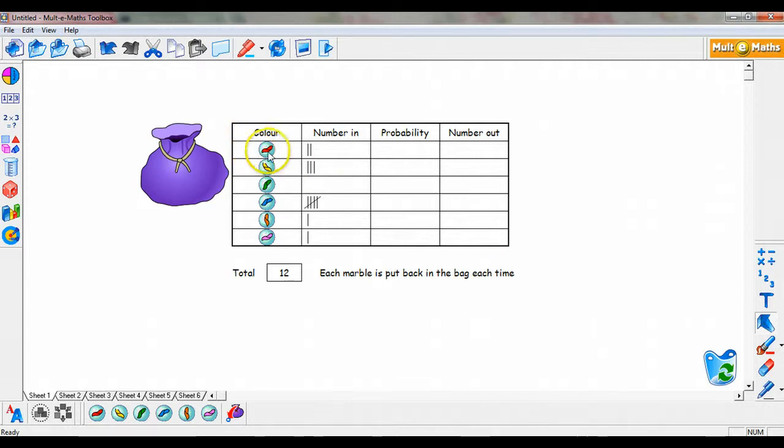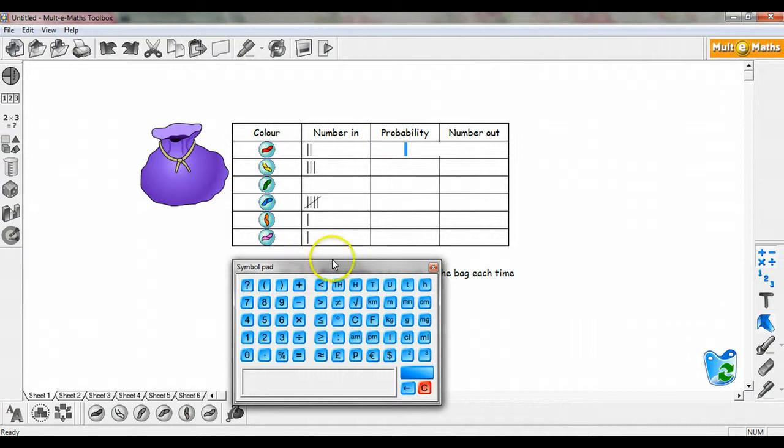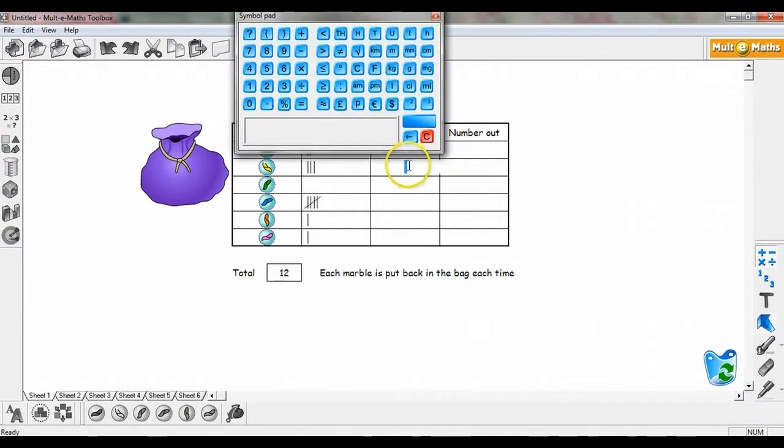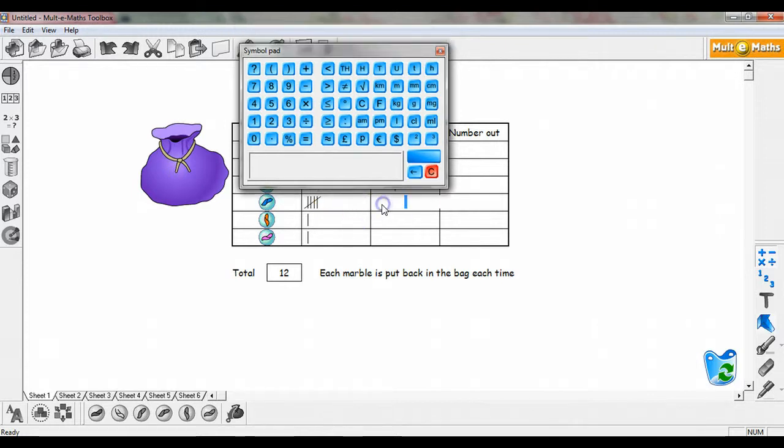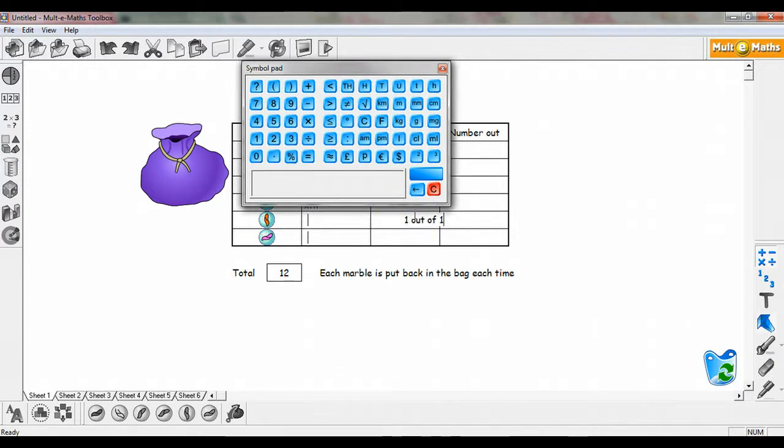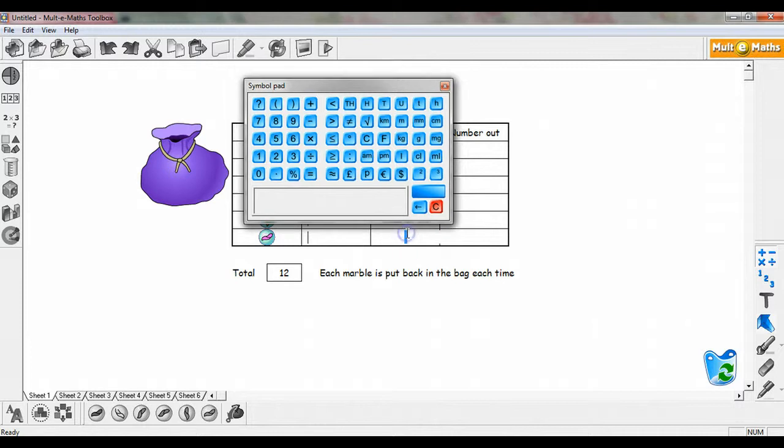So we'd talk about, so the red has a probability of 2 out of 12. Then we would have the yellow is 3 out of 12. And then we would discuss that there is a 0 out of 12 chance of a green being pulled out, and we'd discuss the language. So it would be impossible that a green would be pulled out of the bag. So we've got 5 out of 12 for the blue, 1 out of 12 for the orange, and 1 out of 12 for the pink.